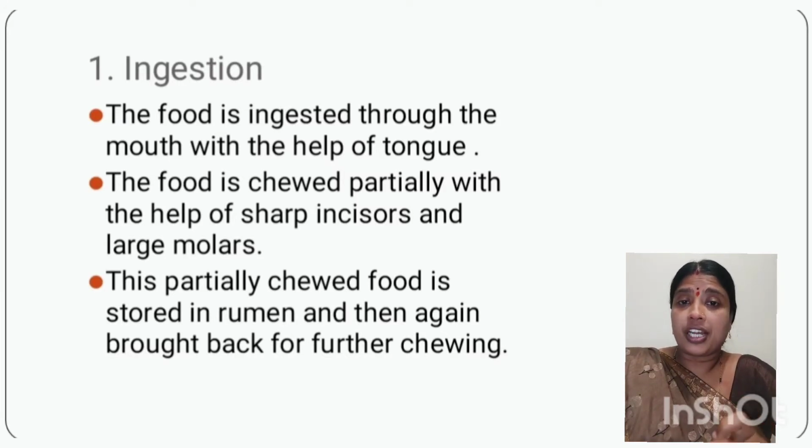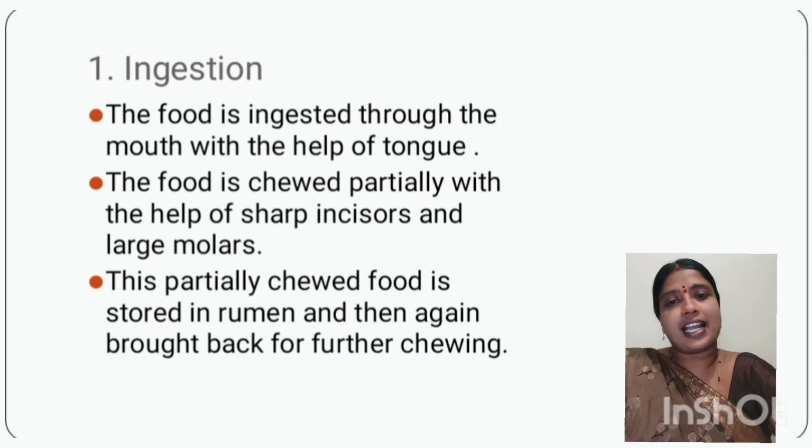That partially chewed food is stored in the rumen, and then again it is brought back for further chewing. This process of bringing it back again is known as rumination. This partially chewed food is also known as cud. Now the next process is digestion.